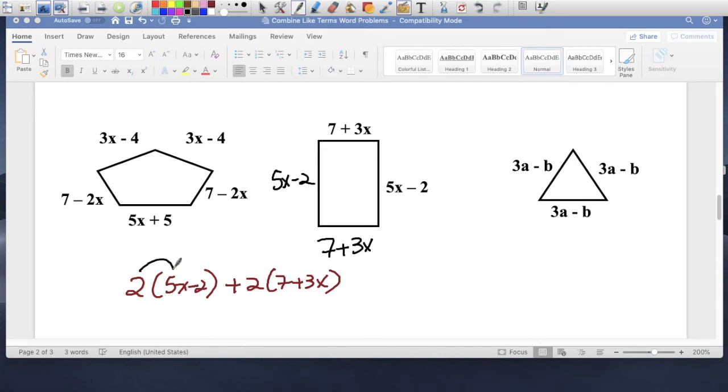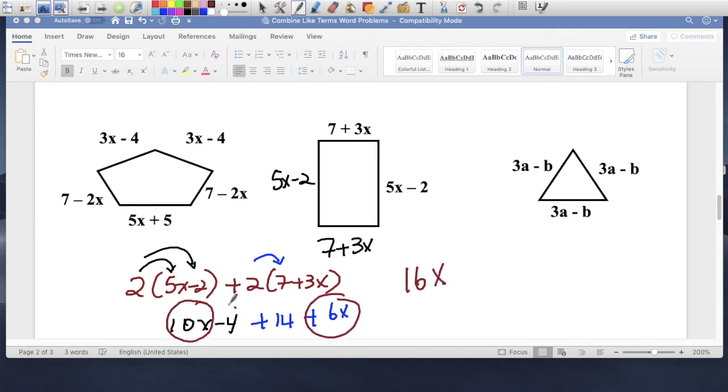And then we're going to do 10x minus 4 plus 14 plus 6x. Combine like terms, all the x's is 10x, and the plus 6x is 16x. Negative 4 plus 14 is positive 10. So that's the preliminary for that.